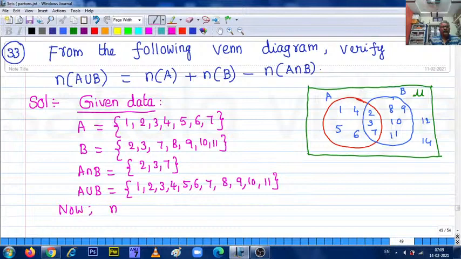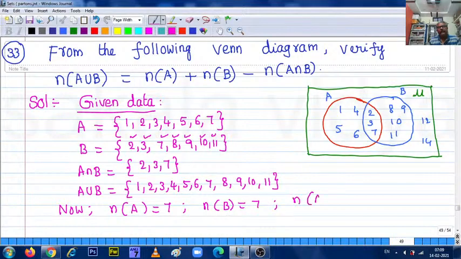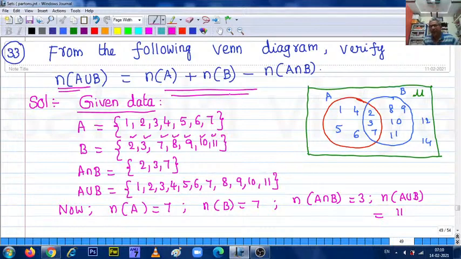So now we need to write N of A, number of elements present in A, 7 elements. N of B, you count them: 1, 2, 3, 4, 5, 6, 7. N of B is also 7. N of A intersection B, count the elements that are present in A intersection B: 3 elements. Now count N of A union B: 1, 2, 3, 4, 5, 6, 7, 8, 9, 10, 11. So 11. Now this is left hand side, this is right hand side. Verification has to be done now.